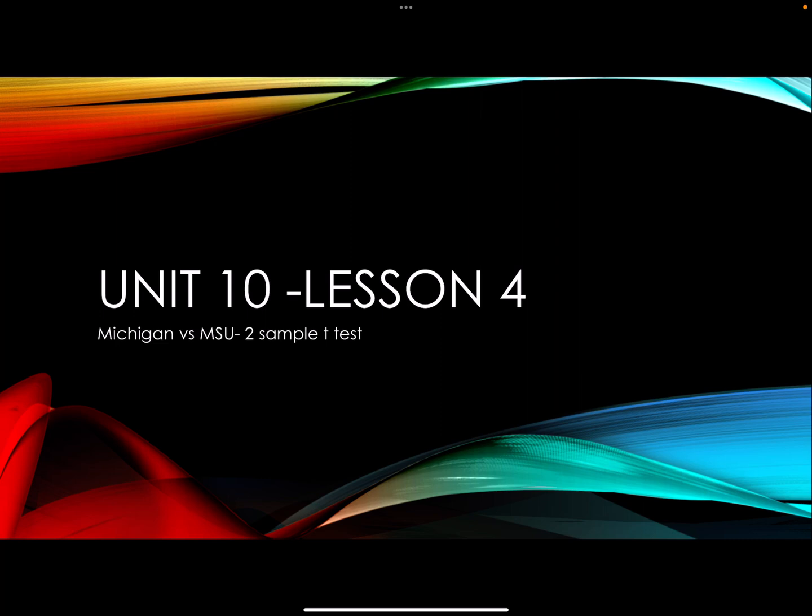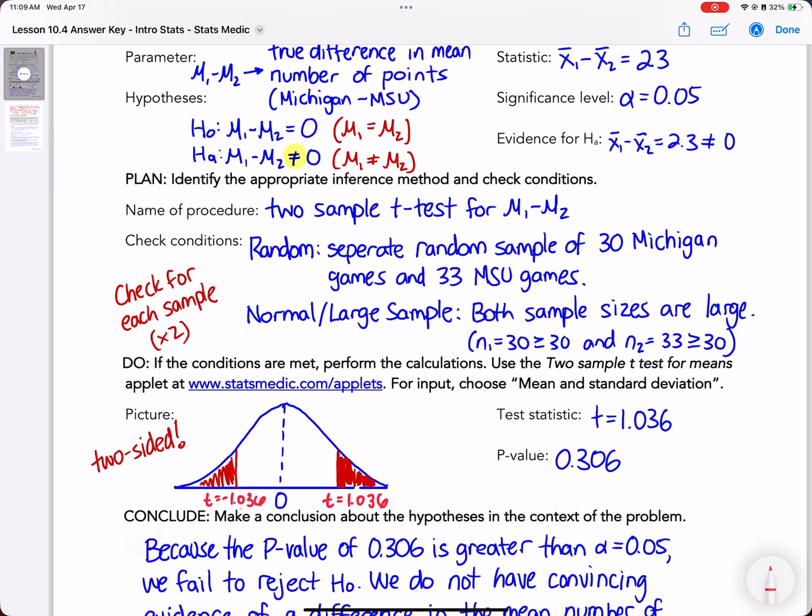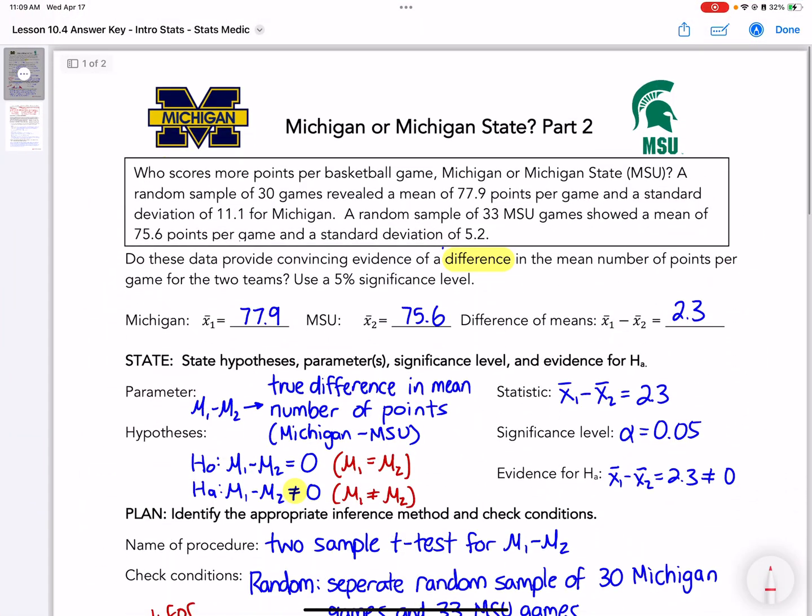Michigan versus Michigan State Part 2, we're going to be discussing the two-sample t-test. All right, if you could turn to your packet in Michigan versus Michigan State Part 2. In this particular lesson, we are talking about the points that were scored per basketball game in Michigan and Michigan State. So you see that we have a random sample of 30 games.